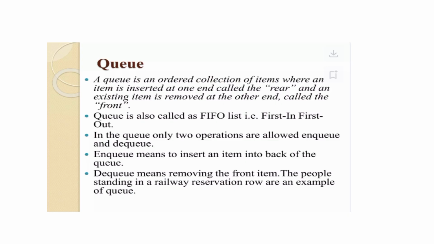A queue follows the first in first out principle, and in a queue there are two operations, enqueue and dequeue. Enqueue means inserting an element into the queue and dequeue means removing an element from the queue. For example, consider people standing in a queue for getting tickets. Whoever came first will get the ticket first. That means priority is given to whoever comes first. So a queue follows this principle.